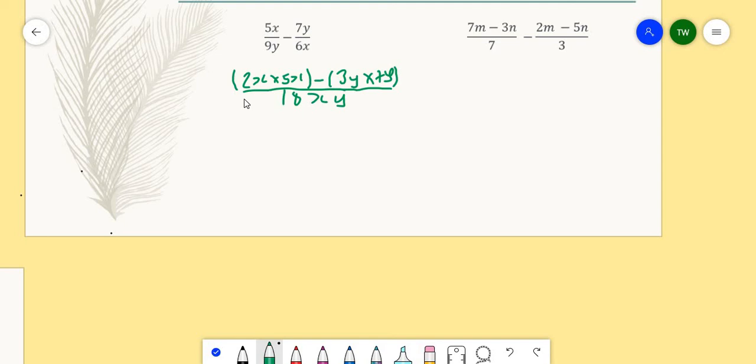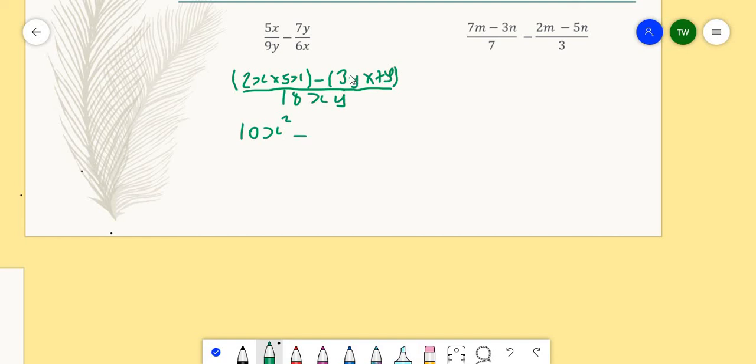Then we carry out the multiplication. So 2x times 5x, that's going to give us 10x squared. All you do, you just take 2 to multiply 5. So 2 times 5, that's 10. And x times x, that's x squared. Put back our minus sign here.